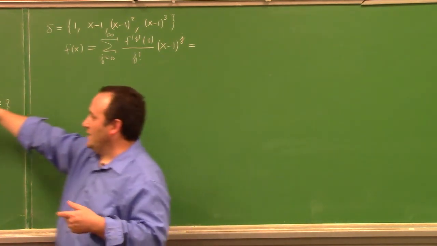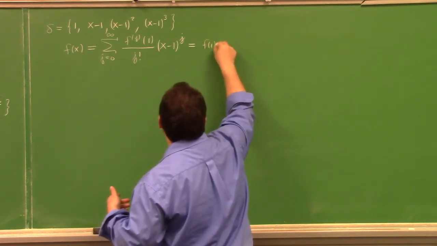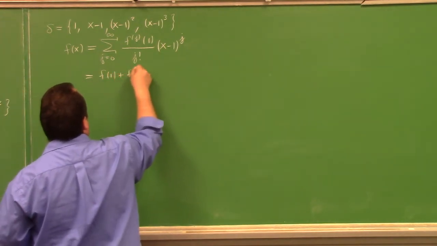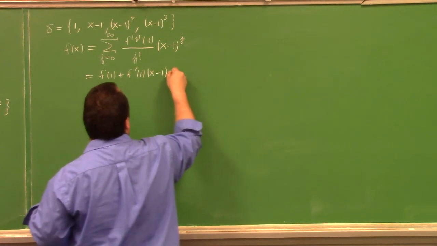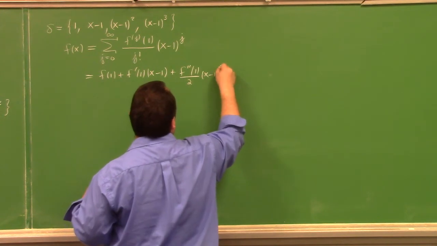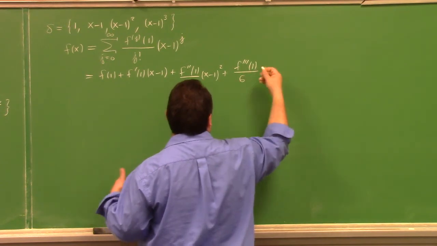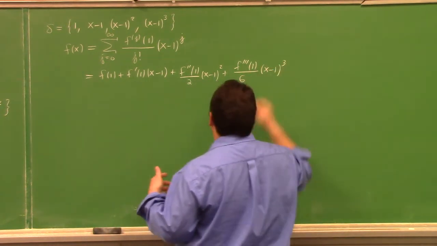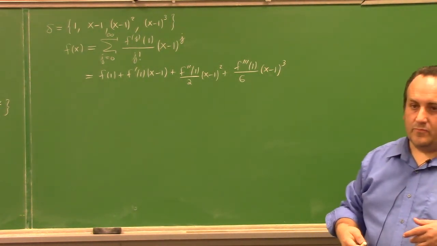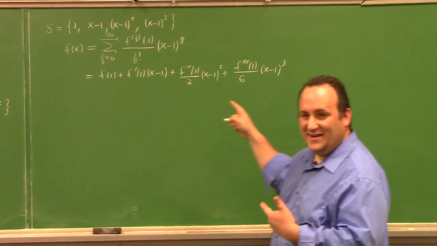So this is a cubic polynomial, and I'm still working on this one. It's cubic, so all you're going to have is f of 1 plus f prime of 1 times x minus 1, plus f double prime of 1 over 2 times x minus 1 squared, plus f triple prime of 1 over 6, because 3 factorial is 6, times x minus 1 cubed. And that's where the series truncates, because fourth derivatives and higher are 0 for a cubic polynomial.